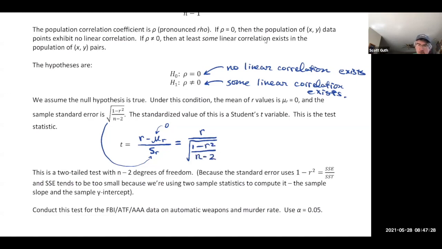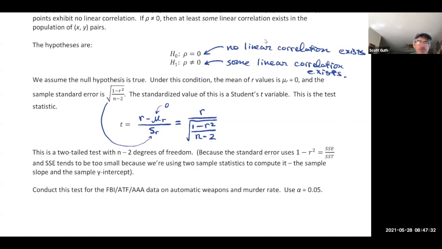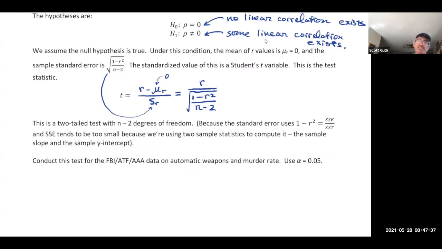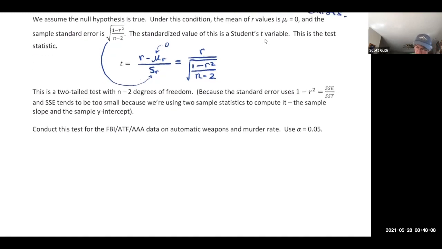There's a discussion in the book that explains why there are not n minus 1, but n minus 2 degrees of freedom. We've never seen that before. It has to do with the fact that there are 2 different variables that are used to determine r. With 2 different variables, it's sort of like you're losing 1 degree of freedom for each. That's one way of saying it, but it's also because there are 2 statistics that are used to predict values for y, which are the slope and the y-intercept. You actually lose 1 degree of freedom for each one of those, is really the reason. So this is a 2-tailed test with n minus 2 degrees of freedom, because the standard error uses 1 minus r squared, which is SSE over SST, and SSE tends to be too small because we're using 2 sample statistics to compute it, the sample slope and the sample y-intercept. You lose 1 degree of freedom because of each of those.